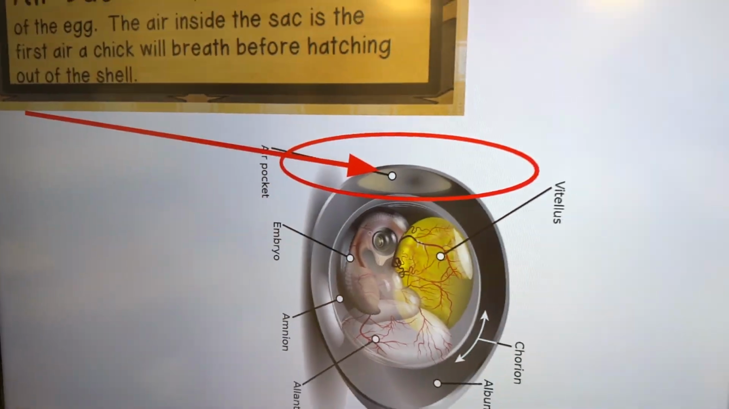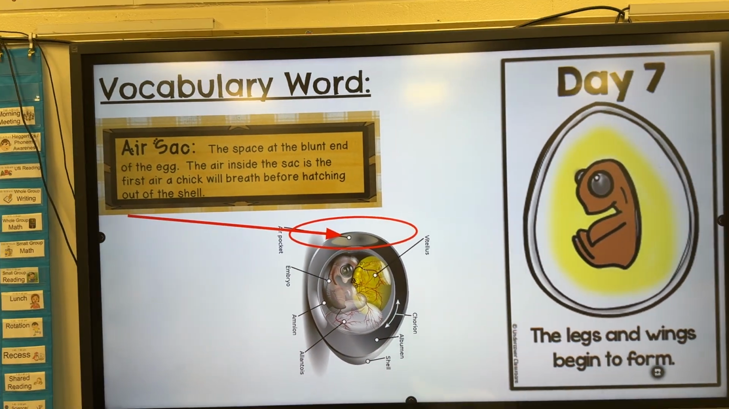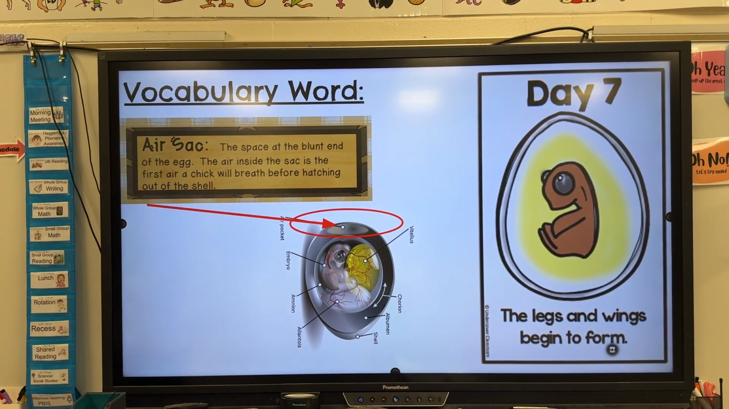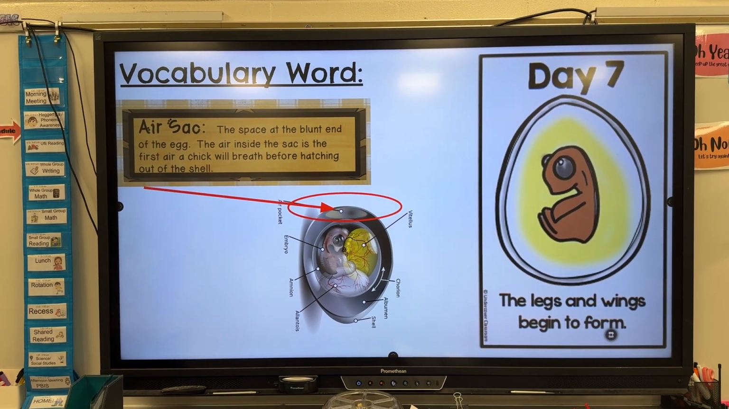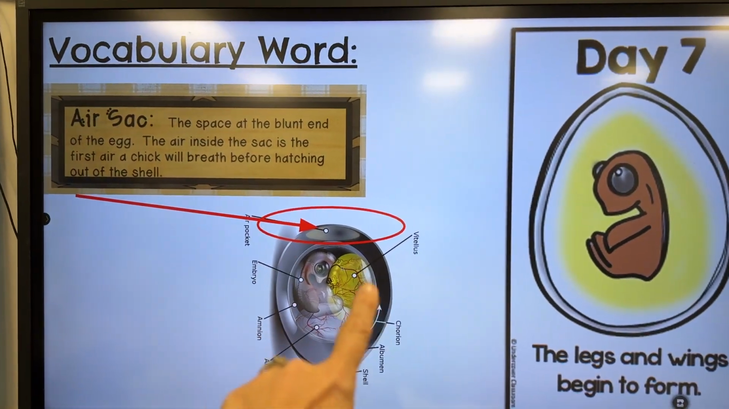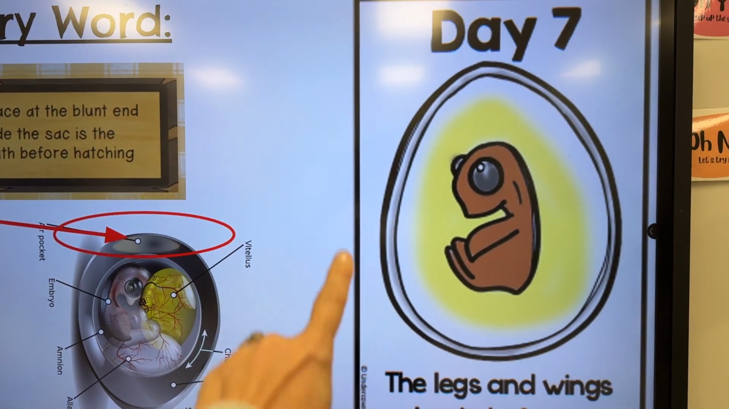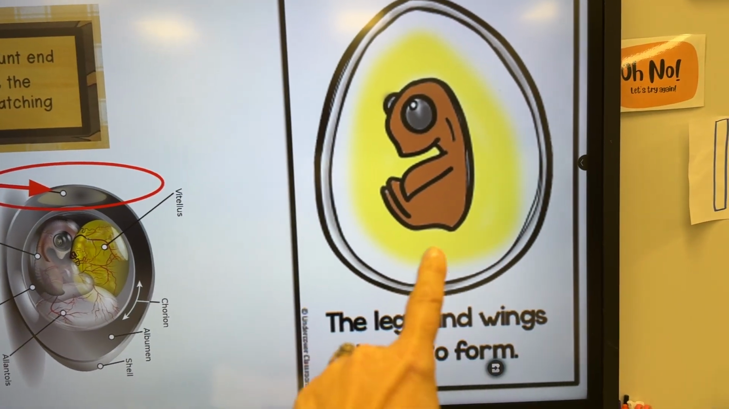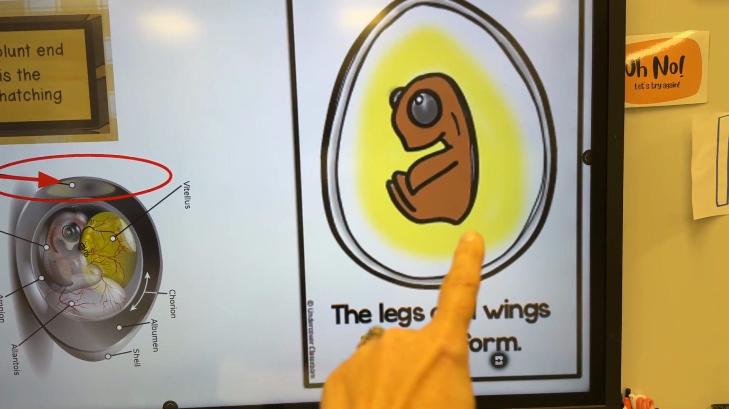And then today, on day 7, we're going to learn about the air sac. Now, I want you to notice something about these two pictures. This illustration is correct. This illustration does not show the air sac. The air sac is located here at the bottom fat part of the egg.